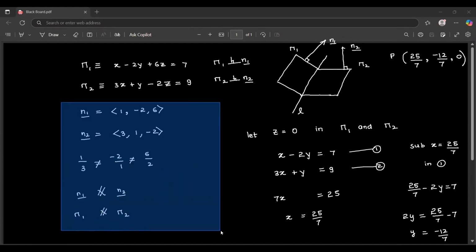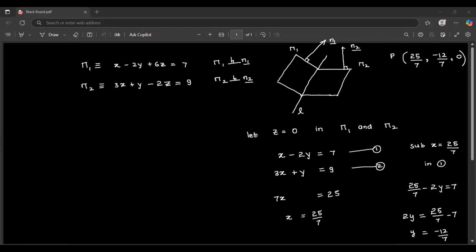How can you verify this? I won't encourage you to do that because you don't have to, but if you have any doubts, you can verify this. So let's substitute the x, y, and z values of P in pi 1, and if it is equal to 7, then it actually lies on pi 1.